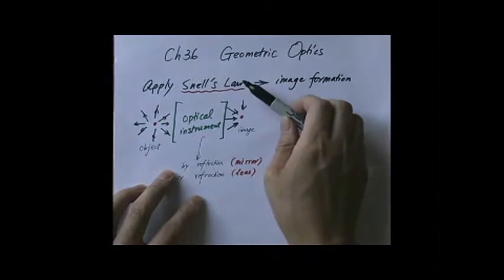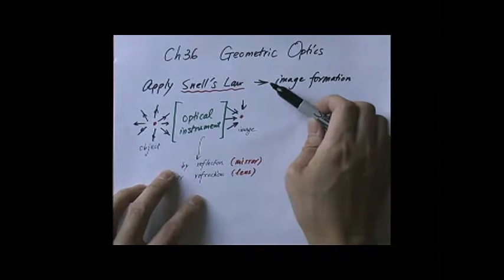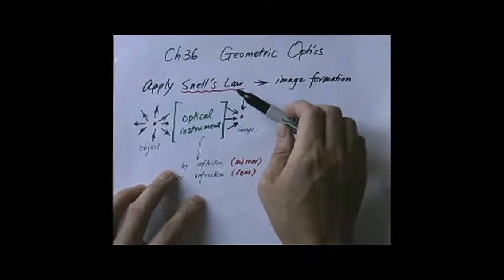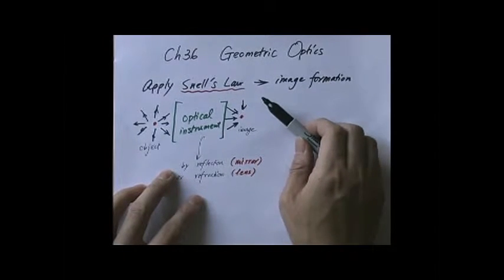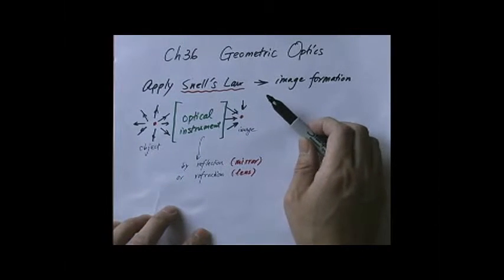There are two cases, of course, for Snell's law, reflection and refraction. When an image is formed by reflection, the instrument involved is called a mirror. As you know, we can either have a plane mirror or a curved mirror. We'll study both cases. And if the image is formed by refraction, then the instrument in question is called a lens. I'm sure you have seen both cases. Now we're going to study them systematically.